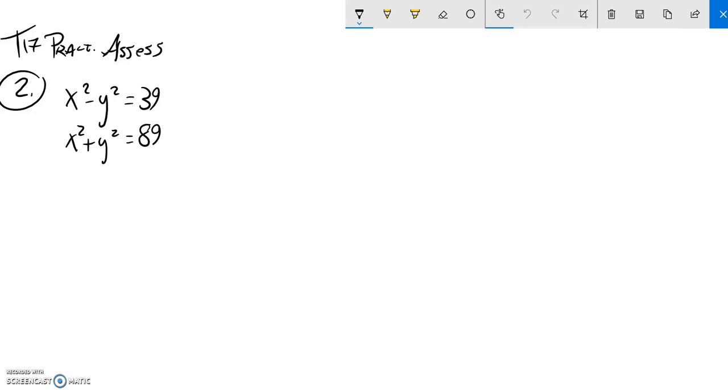We are going to solve this system right here. It's a nonlinear system, so I'm not going to put it into a matrix to solve it. I'm just going to try and do some combinations.